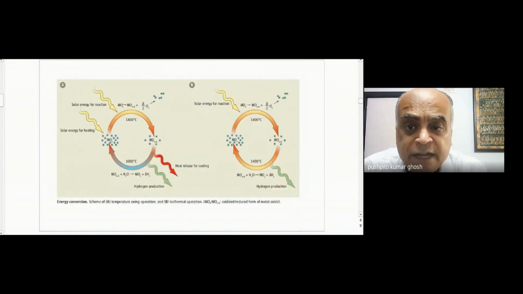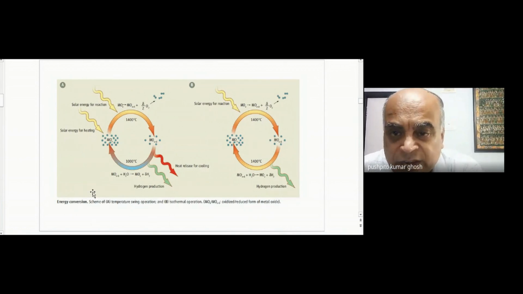Now it is fine, and you can see this is an isothermal condition: 1400 degrees centigrade they are doing the first scheme, and the second scheme is also done at 1400 degrees centigrade. In other words, there is no thermal swing. The temperature is remaining constant. But it is not so simple, because I now have a pressure swing.